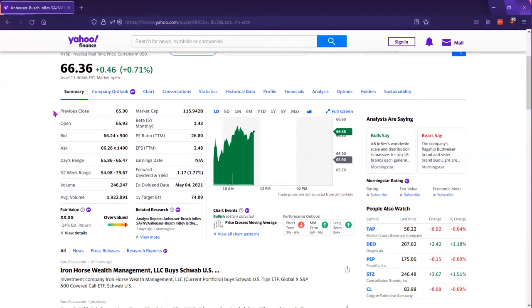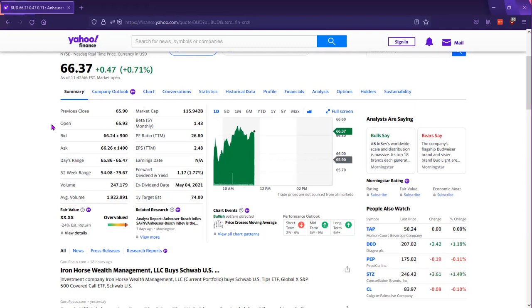So when the market's open, this is going to be yesterday's price at the end of the trading day. And after the market closes in the evening, it'll be today's price at the end of the trading day. Right underneath that, we have the open, and that's the price of the stock when the market opened today. And similar to the close, if you're looking at this in the morning before the market opens, this is going to be yesterday's opening price. And so you'll see here that the previous close was 65.90 and the open was 65.93.